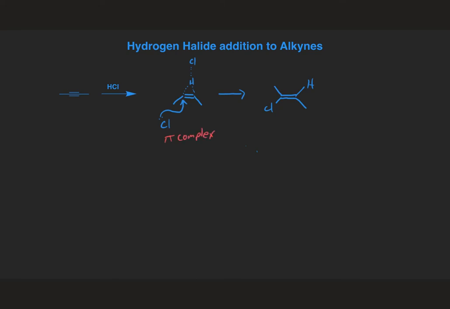Now, one of the best pieces of evidence for this pi complex intermediate is that most electrophilic additions to alkynes give you the trans product, like shown here. If it were going through a carbocation, remember that it would probably give you a mixture of cis and trans.